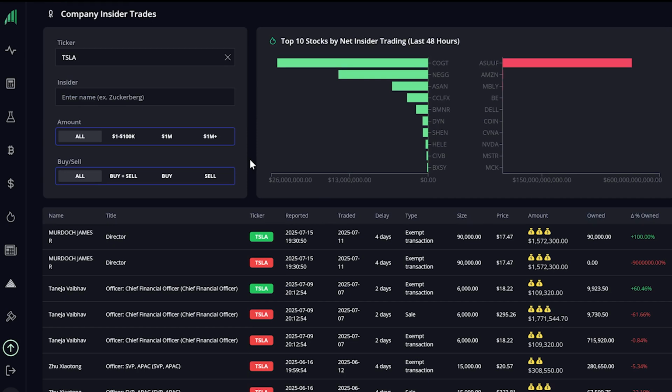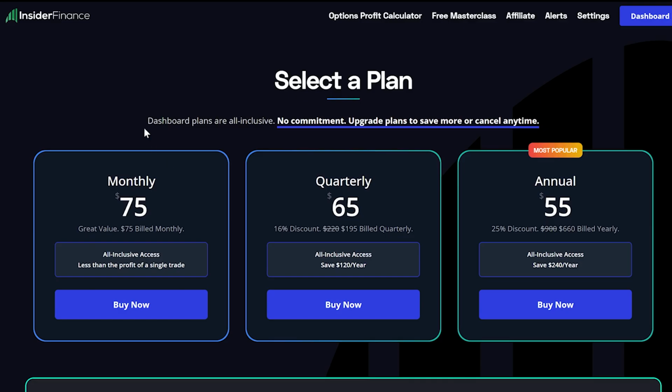Okay, so that's a rundown of everything that Insider Finance does. It's a lot. This is a pretty comprehensive platform with a lot of different tools. So, how much does it cost? Well, it's actually not overly expensive. Insider Finance offers a monthly, quarterly, or annual plan. Basically, you're getting a discount based on the length of the plan you sign up for. It costs $75 a month, $65 per quarter, or $55 per year.